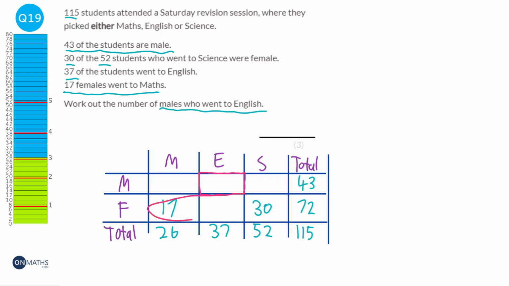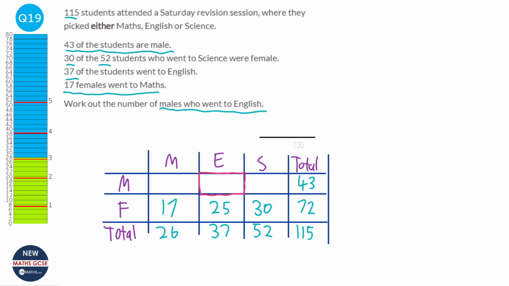So the next thing we can do is work out this bit here. The total females is 72, the females who went to maths 17, the females who went to science 30, so that leaves 25. And then you can see here we can work this out.